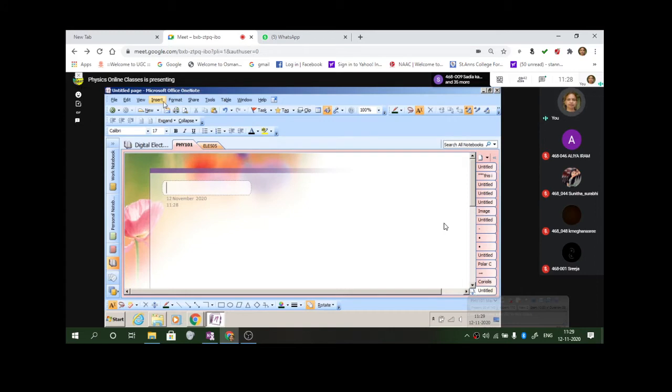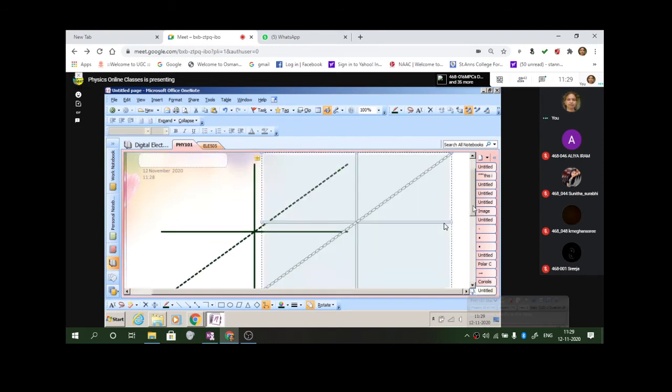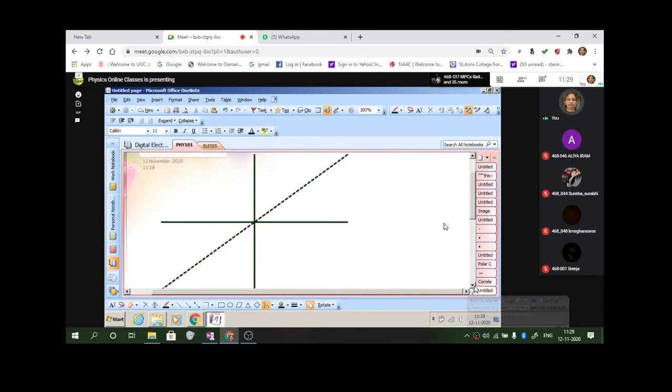Draw a three-dimensional coordinate system. This is your three-dimensional coordinate system. Okay, so now let us see that. Let us say that this is your x, this is your y, this is your z. And this frame is referred to as S, which is stationary.